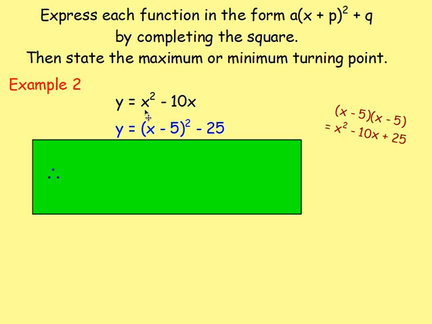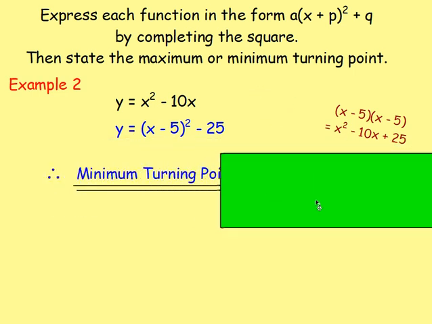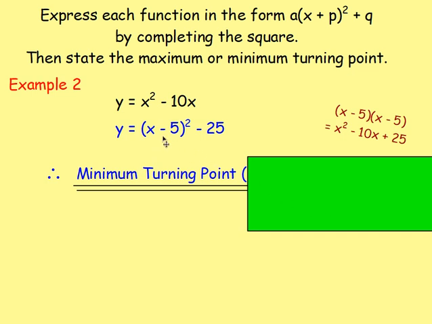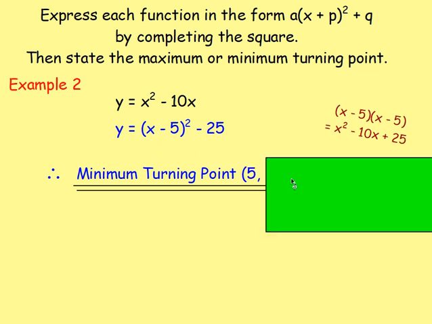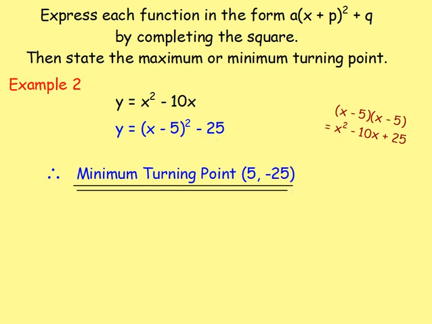Again, x squared is a positive, so you know that your graph is going to be like a smiley face, so you'd have a minimum turning point. And the minimum turning point would be, in brackets we've got a negative 5, which would then become plus 5, and on the end we've got a negative 25, which will stay as it is. So that is your minimum turning point.